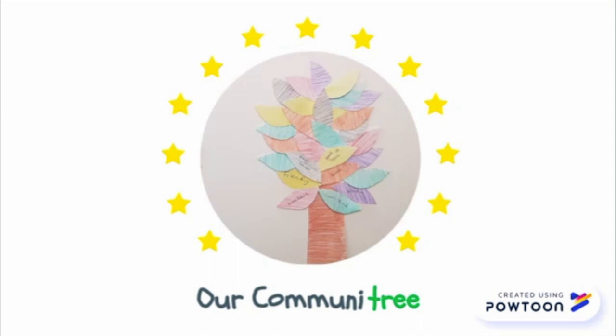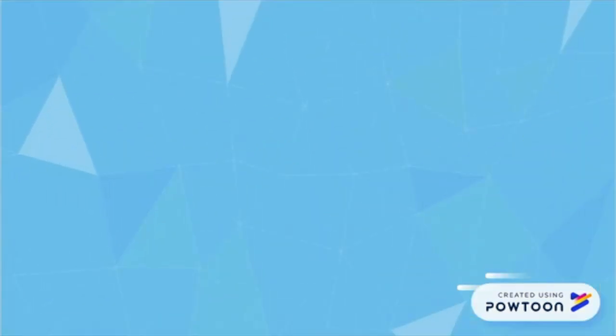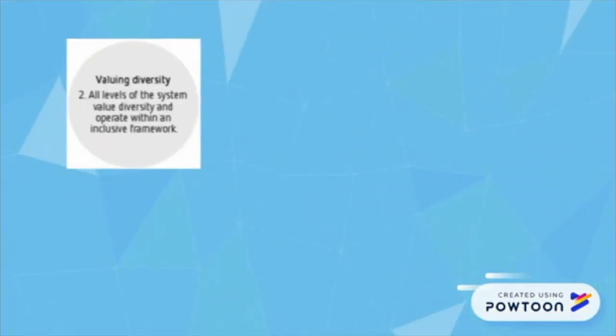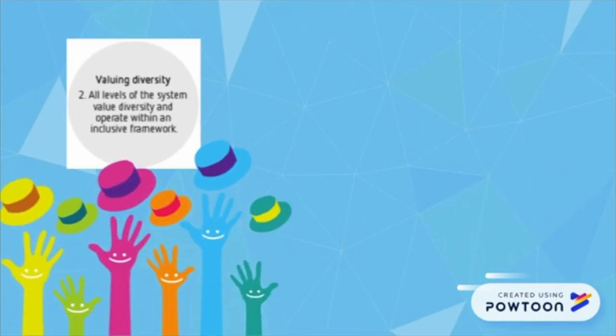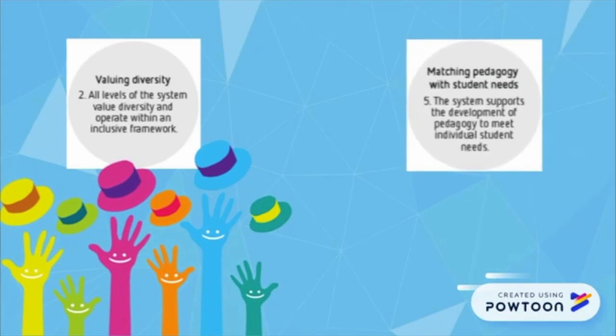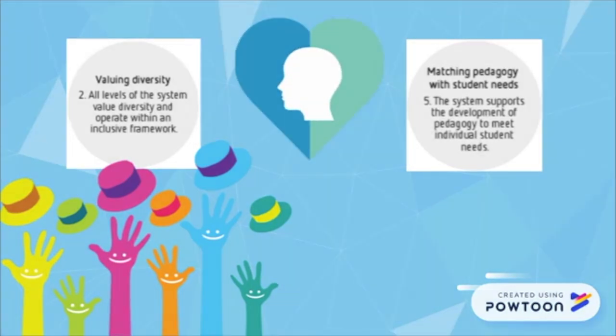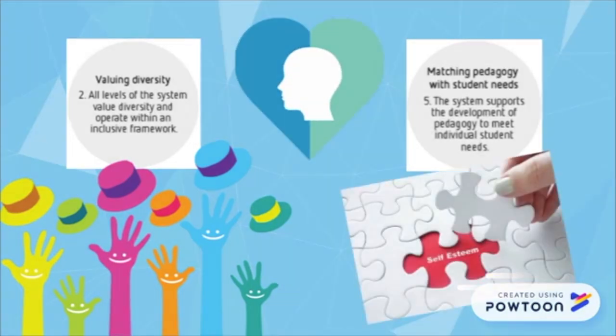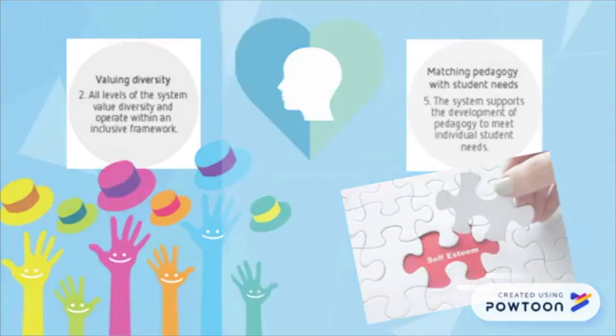This resource highlights 2 of the 7 principles of inclusive education: valuing diversity, as it recognizes differences by acknowledging that each student brings their own strengths and abilities to the classroom, and matching pedagogy with student needs, as it helps develop social and emotional skills by building self-esteem through positive, self-reflective activities. This also allows the teacher to expand their quality practice by determining any learning adjustments that may be required to meet individual learner needs.